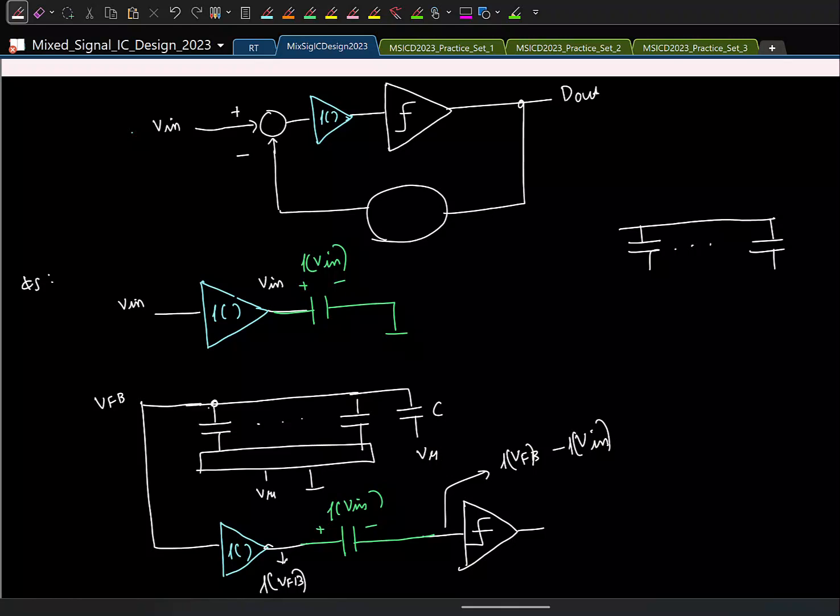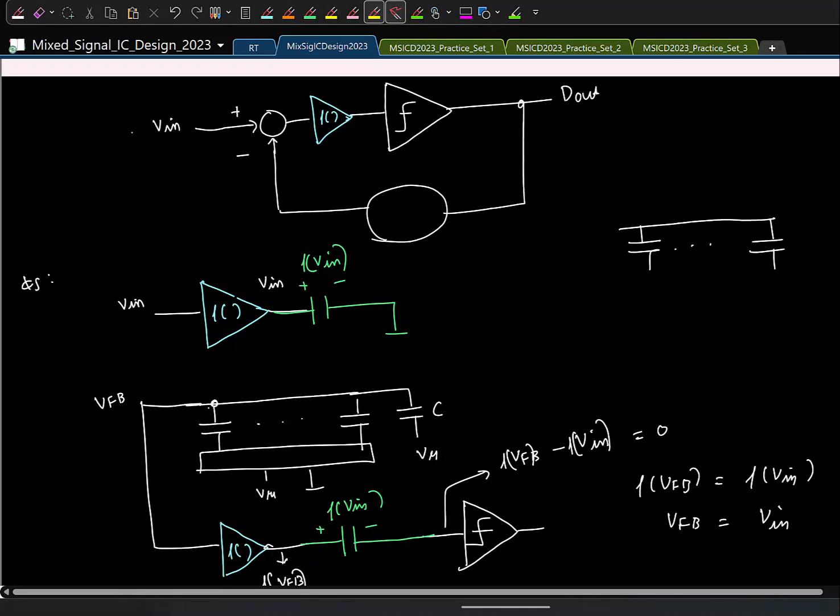And as you know, the negative feedback loop operates to make this error signal go to 0. Which means f of VFB is f of V in, which means the feedback signal will properly track the input. Okay. So this is really nice. Now you see that my buffer, even if it has a nonlinearity, at the output it doesn't show up at all.